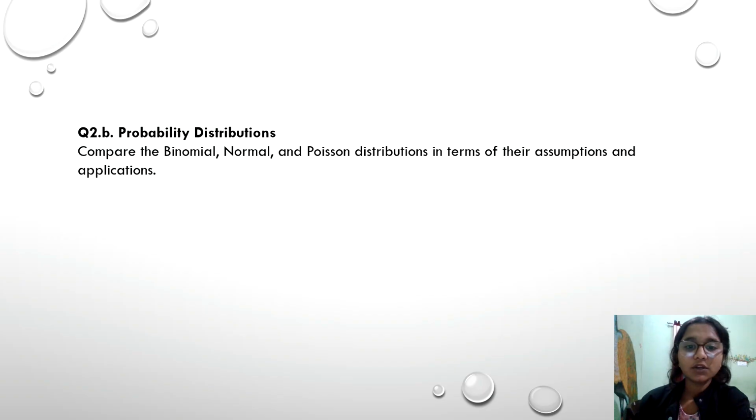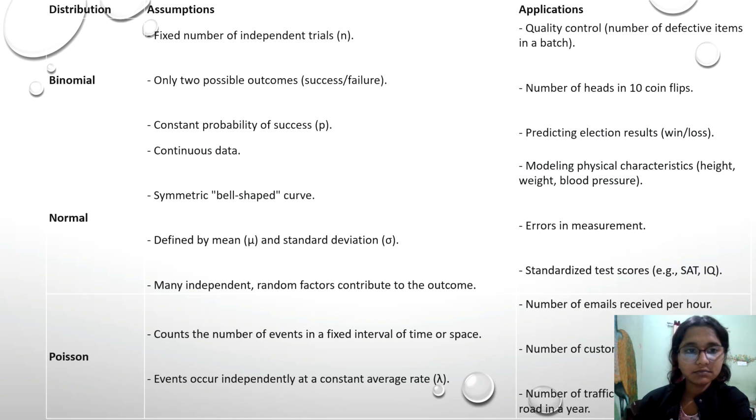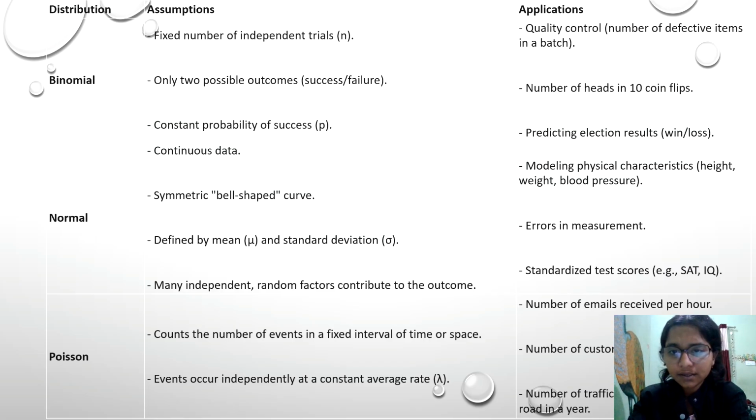Compare the binomial, normal and Poisson distribution in terms of their assumptions and application. Answer. Here is the difference between binomial, normal, and Poisson distributions. So, assumption and application. Binomial: fixed number of independent trials, only two possible outcomes, success or failure, constant probability of success, P. Applications are quality control, number of heads in 10 coin flips, predicting election result, win-loss, modeling physical characteristics like height, weight, blood pressure.